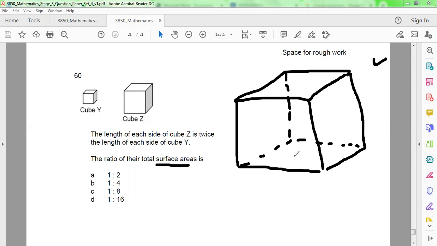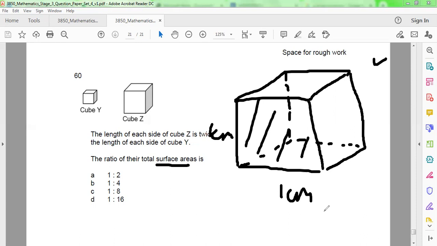Let us look at cube Y. Let us assume that the length of one side is 1 centimeter. So the other side has to be 1 centimeter. The surface area of this face is going to be 1 times 1, which is 1 centimeter square. So the surface area of one of the faces of the cube is 1 centimeter square.